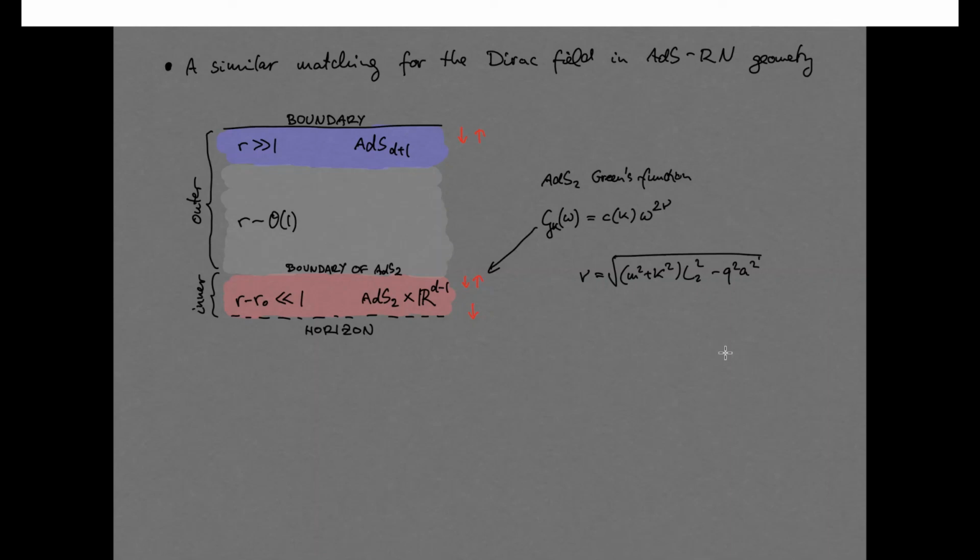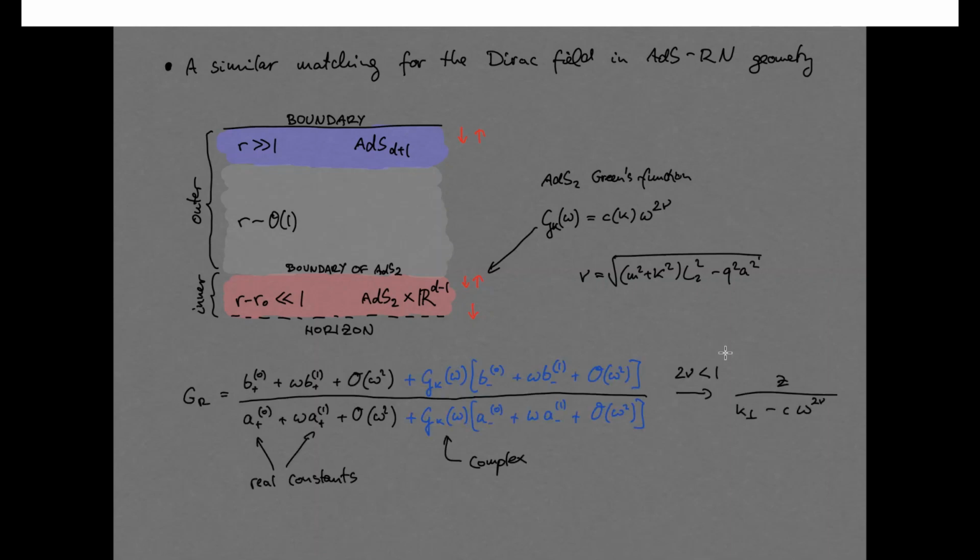Okay, without going into much detail, the matching gives the following final result for the Green's function. So there's this big ratio here. Let's try to understand the structure and where the terms come from. Let's first concentrate on these black terms here, the first few terms.